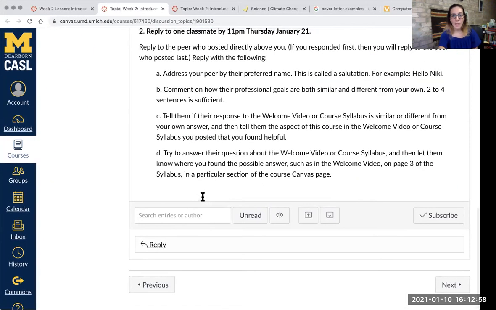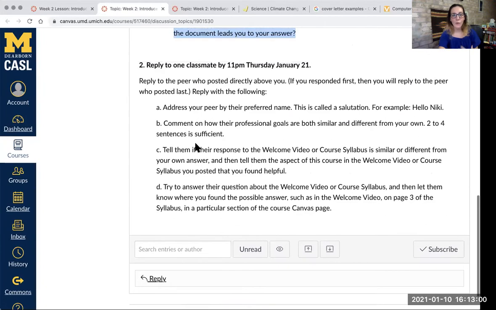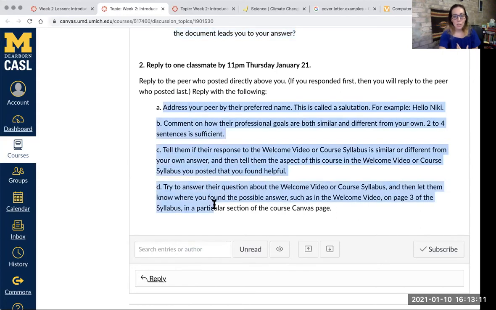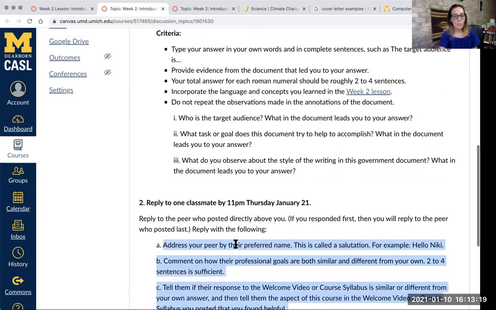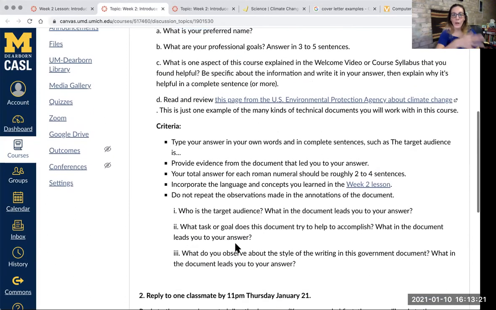So you'll hit submit, post that reply, and then you're going to read the classmate who responded or posted directly above you. You're going to look for that peer, and then you're going to respond to their post by following these prompts A through D. That is also due by Thursday at 11 p.m. So both of these posts are due by Thursday at 11 p.m. You want to make sure that you post somewhat earlier so that your peers have someone to respond to.